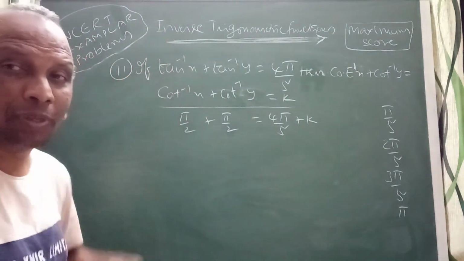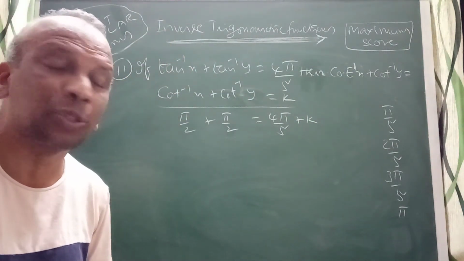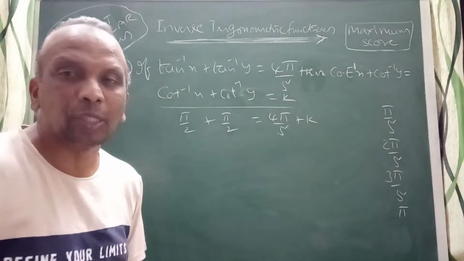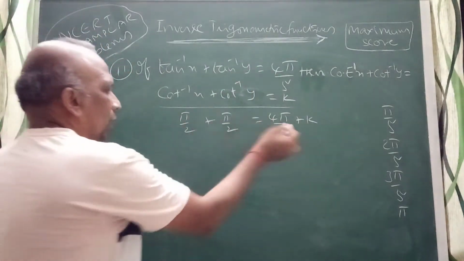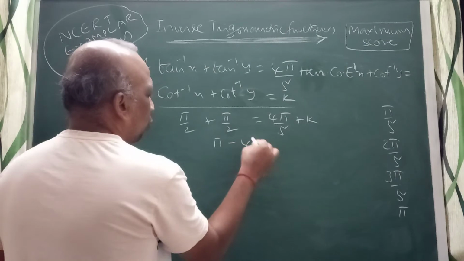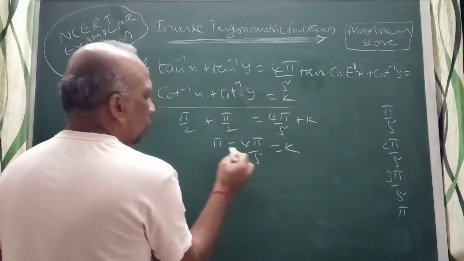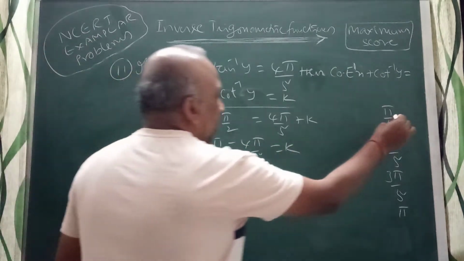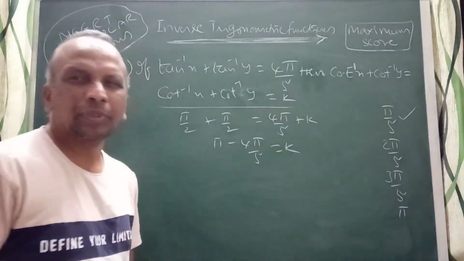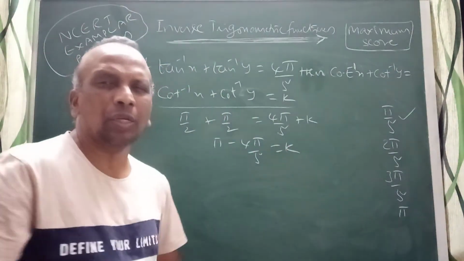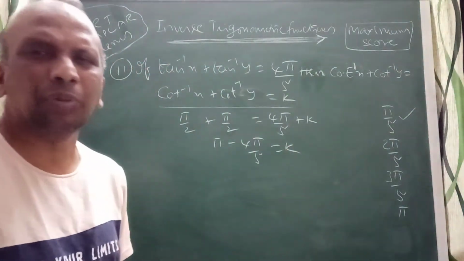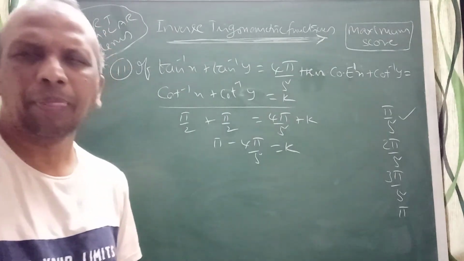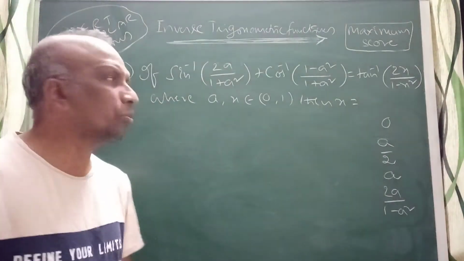We know tan inverse x plus cot inverse x is equal to pi by 2. Tan inverse y plus cot inverse y is pi by 2. So this is pi. So pi minus 4 pi by 5 is equal to k. 5 pi minus 4 pi, your answer is pi by 5. No need to write again pi by 5 equal to k. Every second you should save the time. So this was a very simple problem.